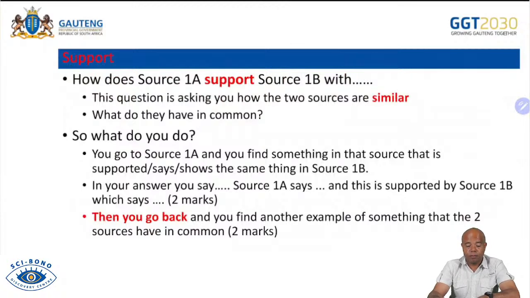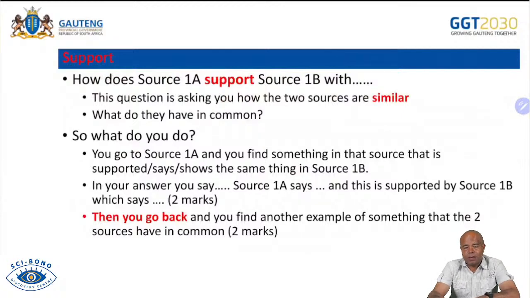Then you must go back now, and you need to find another example of something that is common in both source A and source B. For example, you go back to 1A says there are lions, and this is supported by 1B, which says there are lions also. So now we can see the similarity. The lions are there. Or it could be source 1A says there are cats, and this is supported by 1B, which says there are lions. A lion is a cat, basically. So we need to understand that when they talk about similarities, it means that it must be the same.